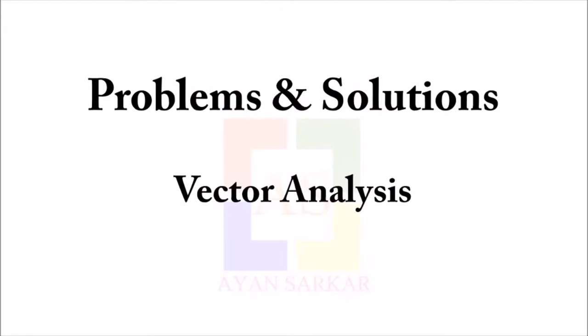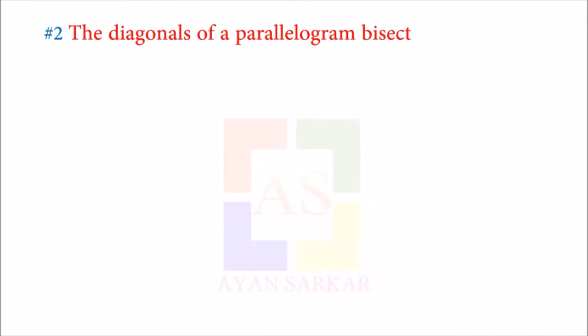Problems and solutions. Vector analysis. Problem number 2. We have to prove that the diagonals of a parallelogram bisect each other. So let's see how to prove that.